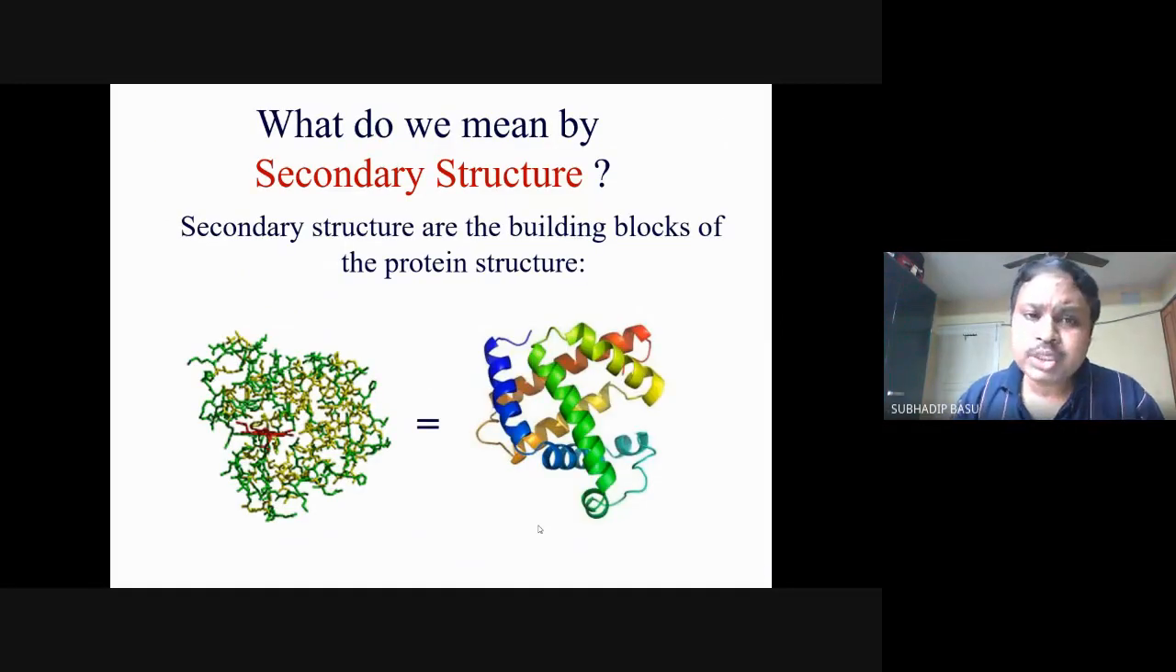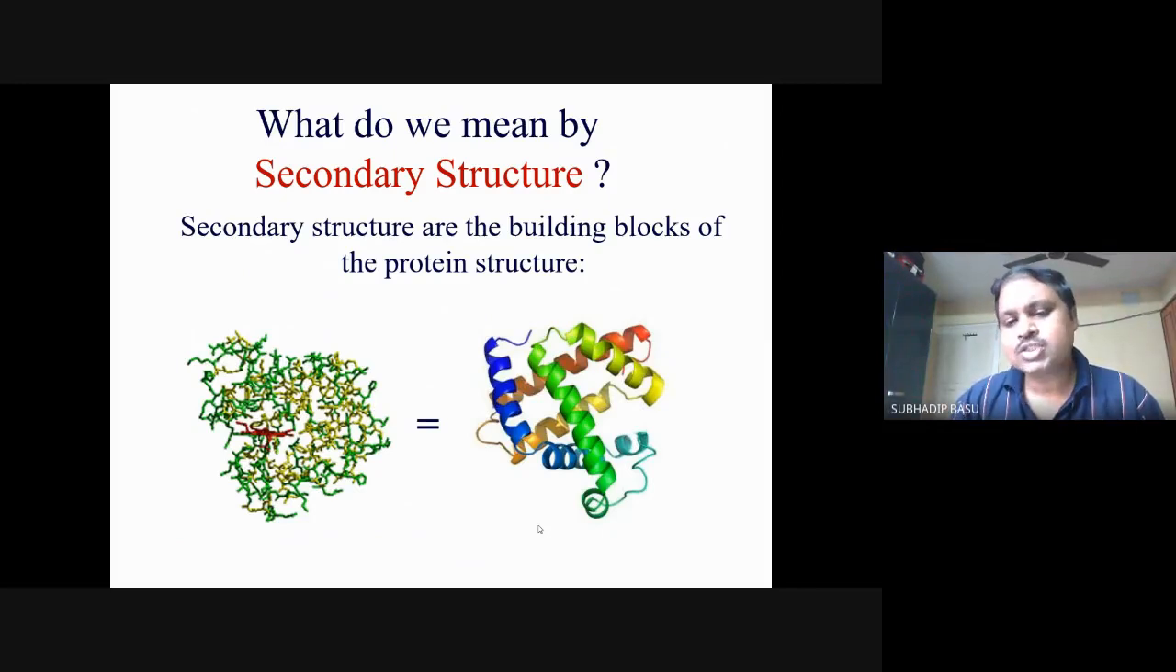So what do you mean by a secondary structure? Secondary structures are the building blocks of the protein structure. Whenever we see a general protein and its 3D shape, essentially it can be broken down into some kind of helical structures, or maybe some kind of sheets. These are called the ribbon diagrams that you see on the right. And on the left, you have the carbon-carbon backbone diagram. If you see a ribbon diagram, you will probably see either a helical kind of structure or a sheet-like structure, and they are connected by small lines.